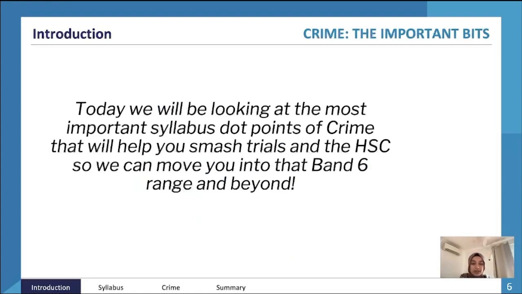In terms of crime as well, today we'll be looking at the most important points of crime that will help you smash your trials, your HSC, your assessments, so that you can move into that band 6 range and beyond. That is definitely achievable, but pushing past band 5 and into band 6 can sometimes be difficult to cross, because you just need to be doing that little bit more. Hopefully some of these tips will help you make that jump.